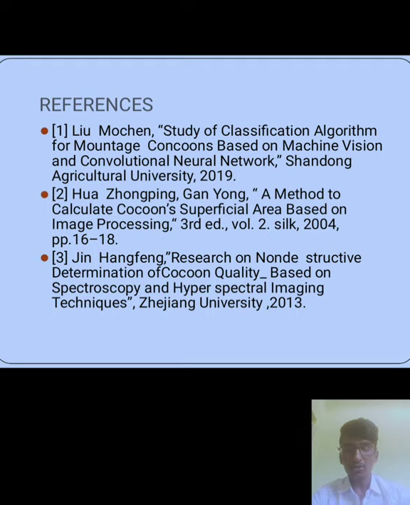References: Liu, study of classification algorithm for montage cocoons based on machine vision and convolution neural network, Shandong Agriculture University, 2019. Thank you.